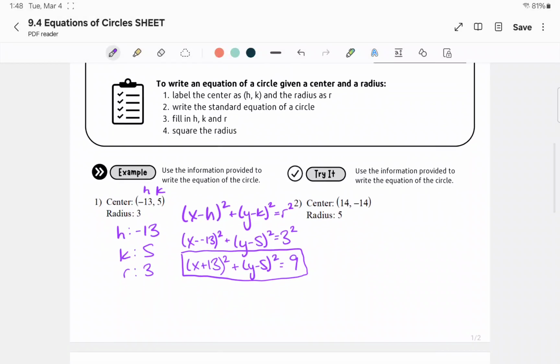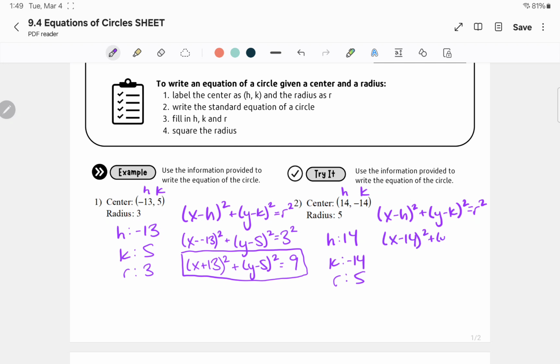All right, so you should have labeled h and k. So h is 14, k is negative 14, and radius is 5. So go ahead with your formula, which is x minus h squared plus y minus k squared is equal to r squared. And we're going to plug in. So h is 14, k is negative 14, so it's going to be y minus negative 14 squared. And our radius is 5, so it's going to be 5 squared.